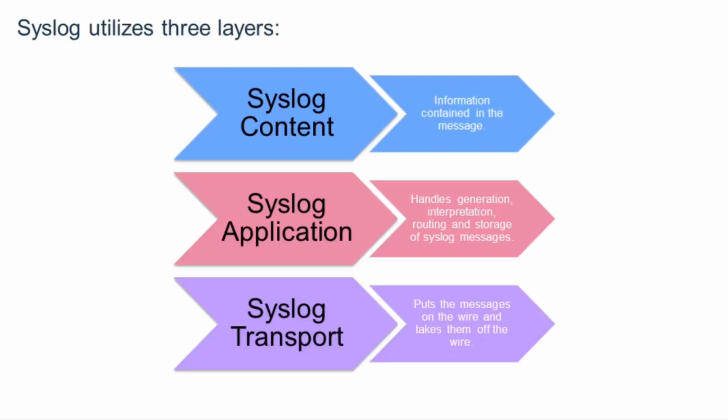Syslog has 3 layers: content, application, and transport. Content is where the actual syslog message is contained. Application allows the syslog message to be routed, analyzed, and stored. And transport handles sending the syslog message across the network.